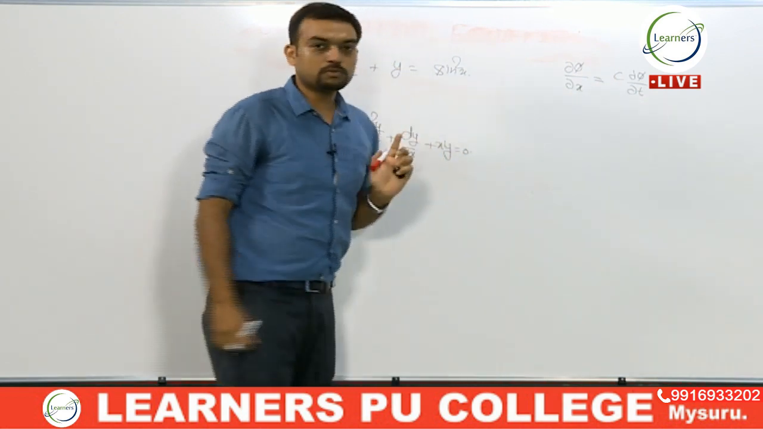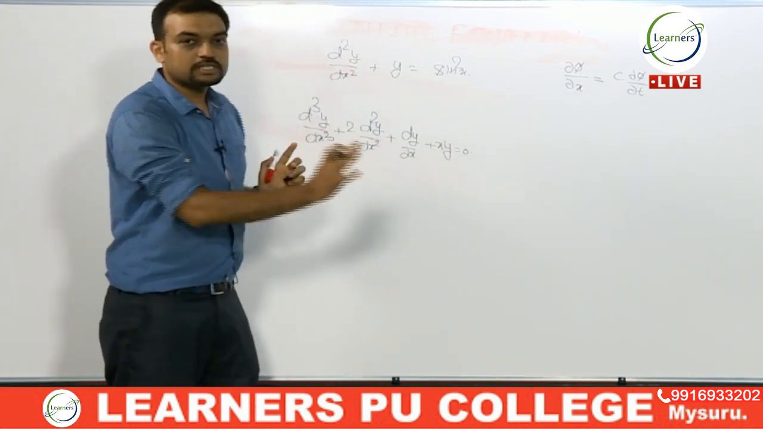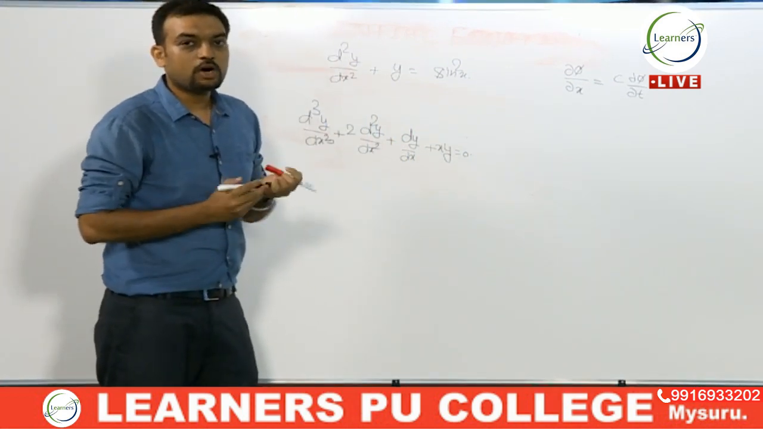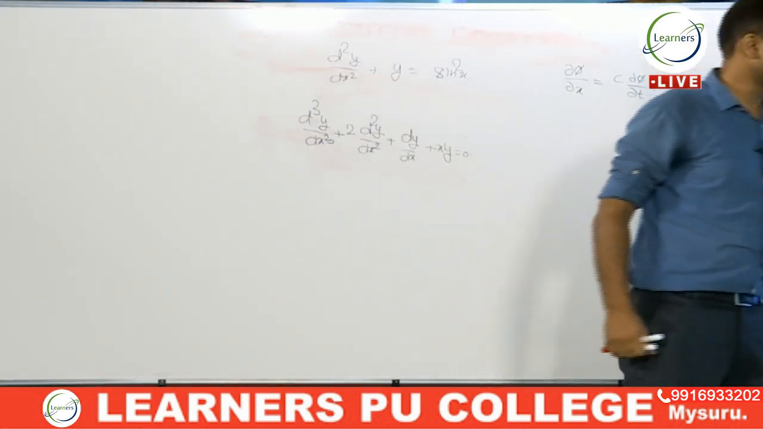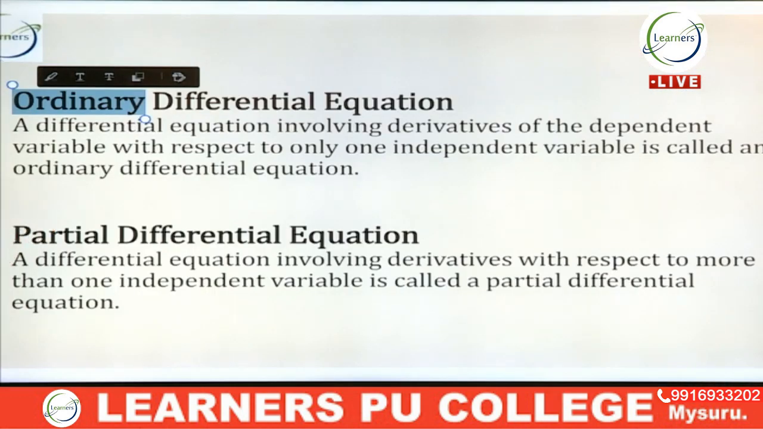Okay, I hope it is clear for all of you which is a partial differential equation and which is an ordinary differential equation. So we have the definitions: a differential equation involving derivatives with respect to only one independent variable is called an ordinary differential equation, and a differential equation involving derivatives with respect to more than one independent variable is called a partial differential equation.